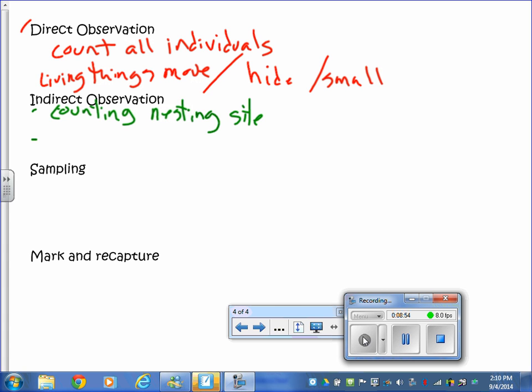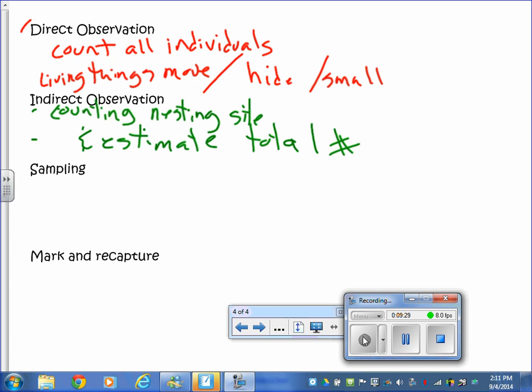So counting nesting sites and then estimate the total number. And so this way you're not actually counting every single one, but it ends up being more accurate because you're counting something that's more reliable. You can actually see the nests or the nesting sites or the ant hills or bee hives or whatever. Okay, then sampling is another method.